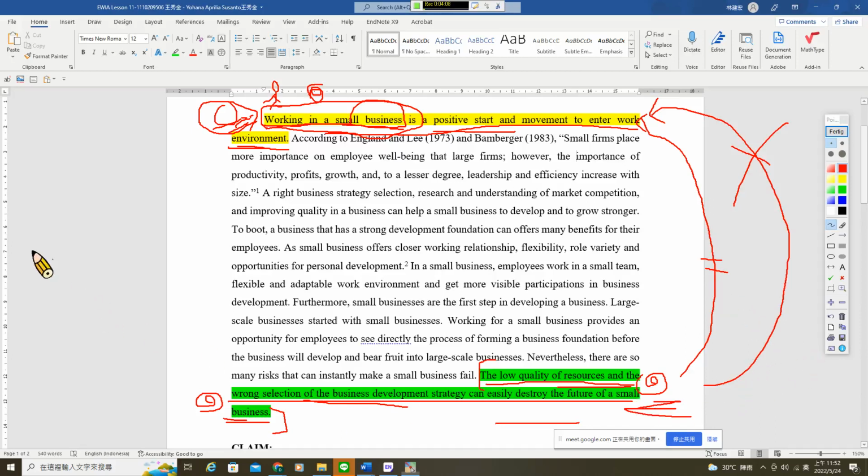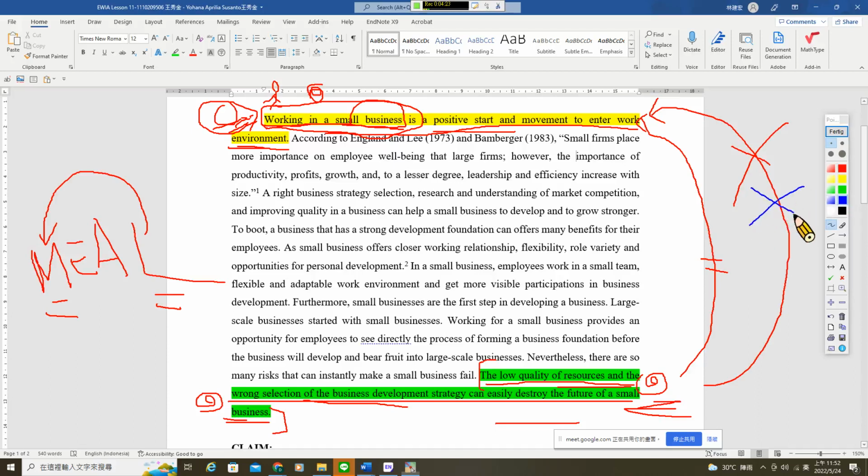So when we talk about a meal, right? It means that we have a main point and we have a conclusion, and the link must be there. But in this case, the link does not really reflect the main idea. Okay, so this is issue number one. But how about issue number two?